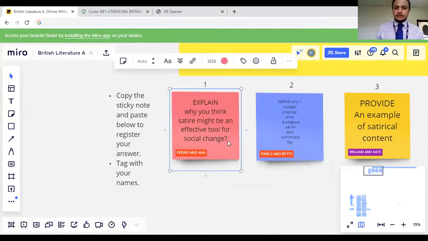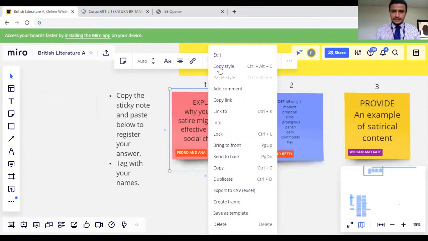For example, this is the first task. It says why you think satire might be an effective tool for social change. Remember that we're working in pairs, so you discuss it through WhatsApp, or you get organized through WhatsApp. You say, you answer this, I answer the other one. I mean, you decide.